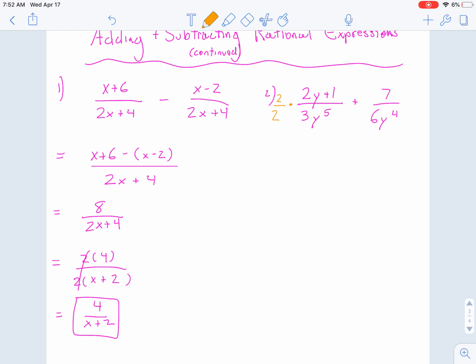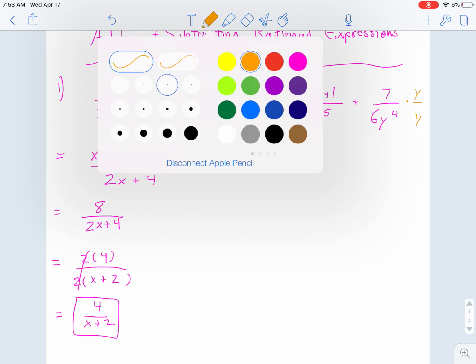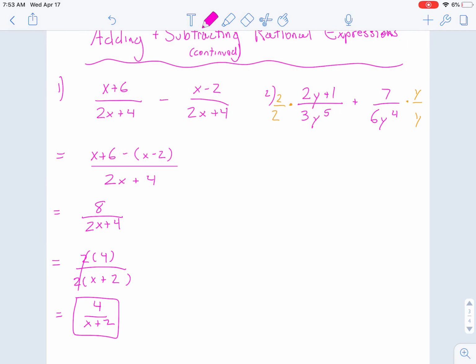So now the first denominator will be 6y to the 5th. The second denominator is 6y to the 4th. So it just needs another y. If I multiply y to the 4th by y, it would be y to the 5th. So I'm going to multiply the second fraction by y over y. So now we have, in the left fraction, its denominator is 6y to the 5th. And the right fraction, its denominator is 6y to the 5th. Now what are the numerators?